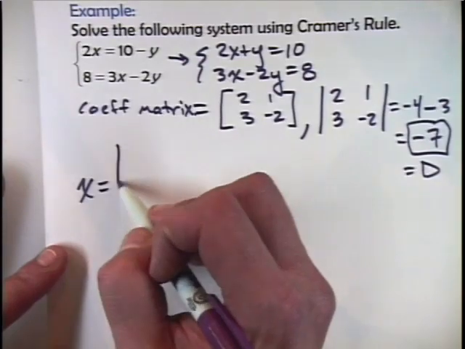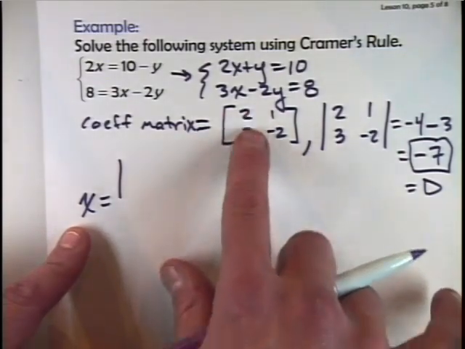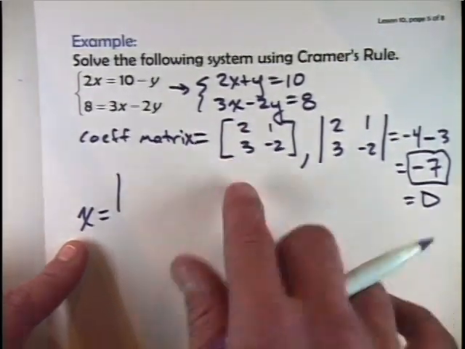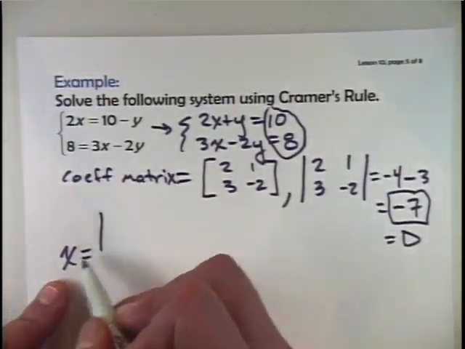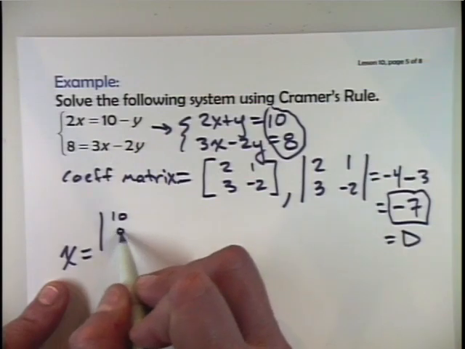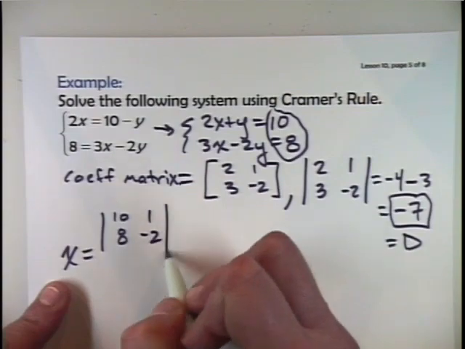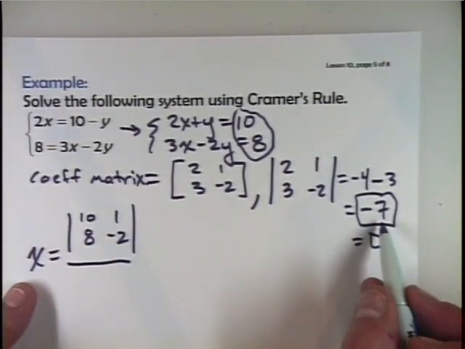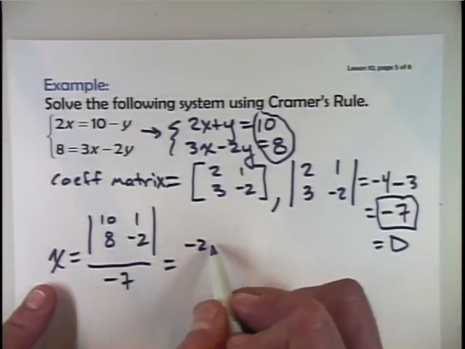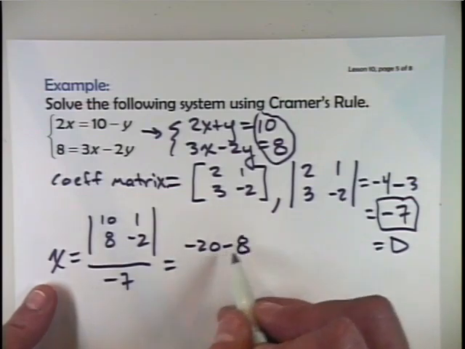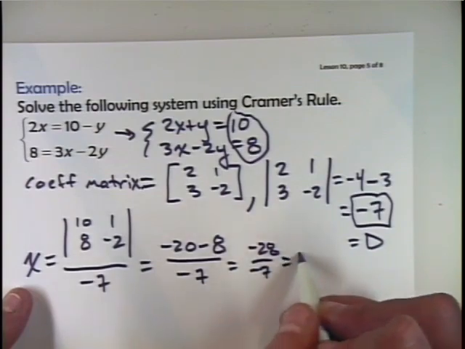Now, let's go ahead and apply the rule. The x coordinate is going to be the determinant of, since I'm trying to solve for x, I'll replace in the coefficient matrix the 2 and the 3 with the constants. Now our constants are right here, 10 and 8. I replace the x's because that's what I'm trying to solve for. So I have a 10 and an 8. And then I'm going to leave the y's the same, 1 and negative 2. And I will evaluate that and divide it by D, which is negative 7. So let's see what that comes out to be. 10 times negative 2 is negative 20, minus 8 times 1 is 8, all over negative 7. And now we get negative 28 over negative 7, which is 4.